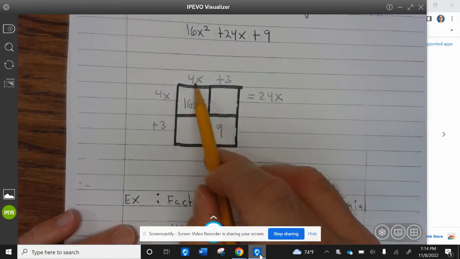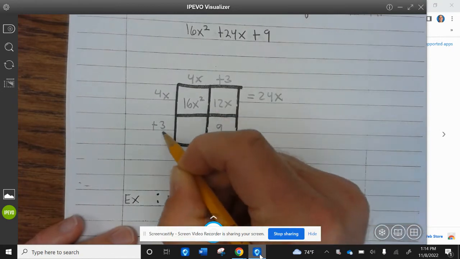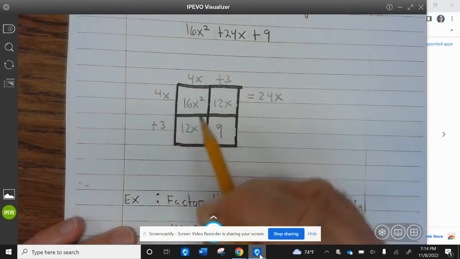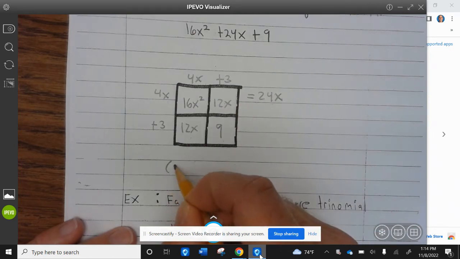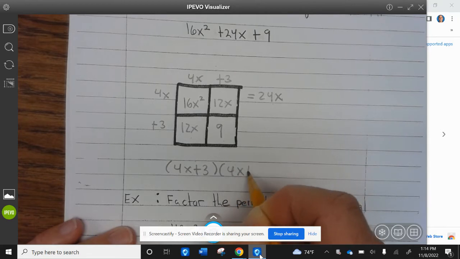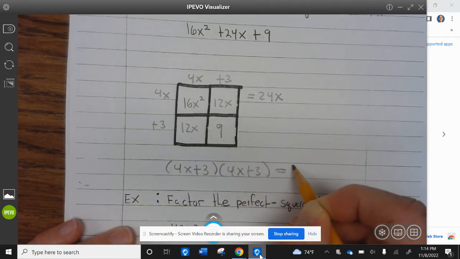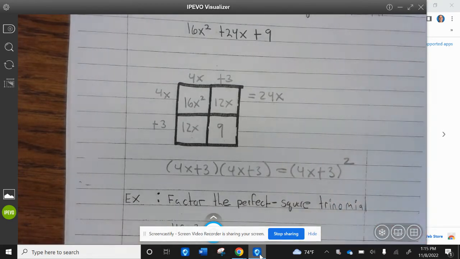So let's see. 4x times 4x is 16x squared. 4x times 3 is 12x. 3 times 4x is 12x. 3 times 3 is 9. This combines to be 24x. So our factors are 4x plus 3 times 4x plus 3, which equals 4x plus 3 squared.